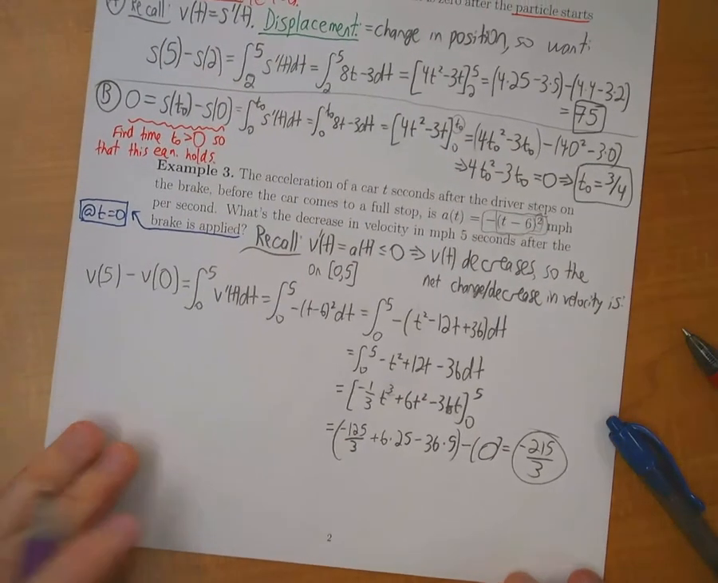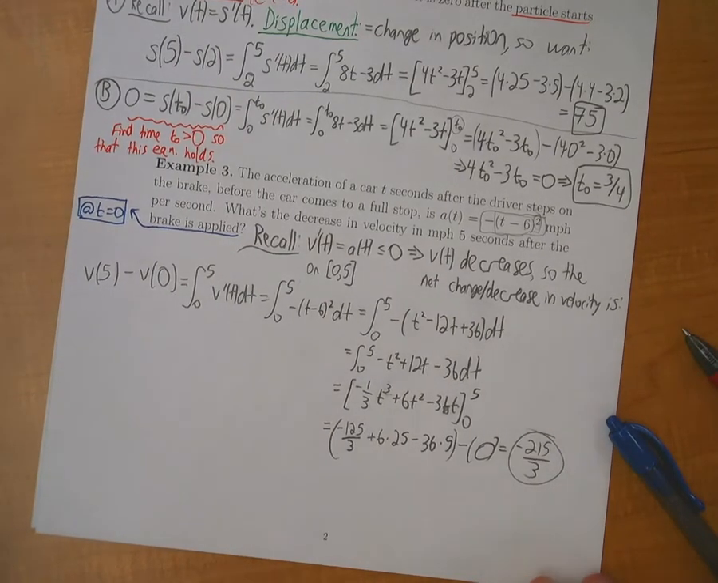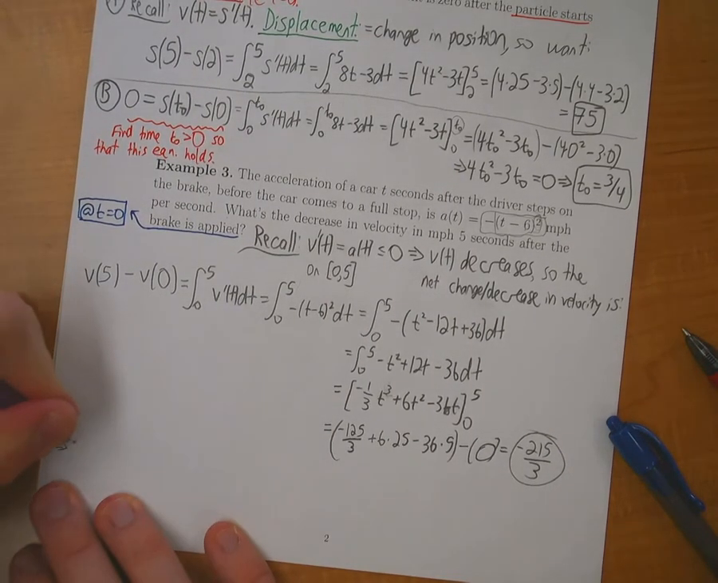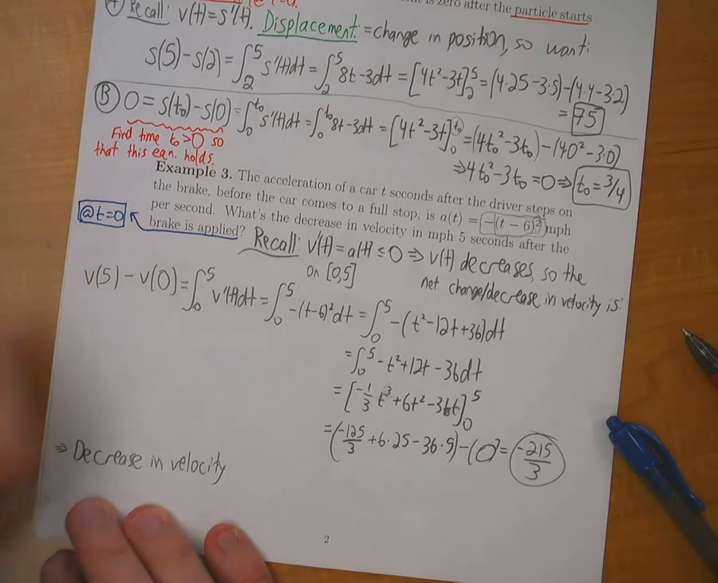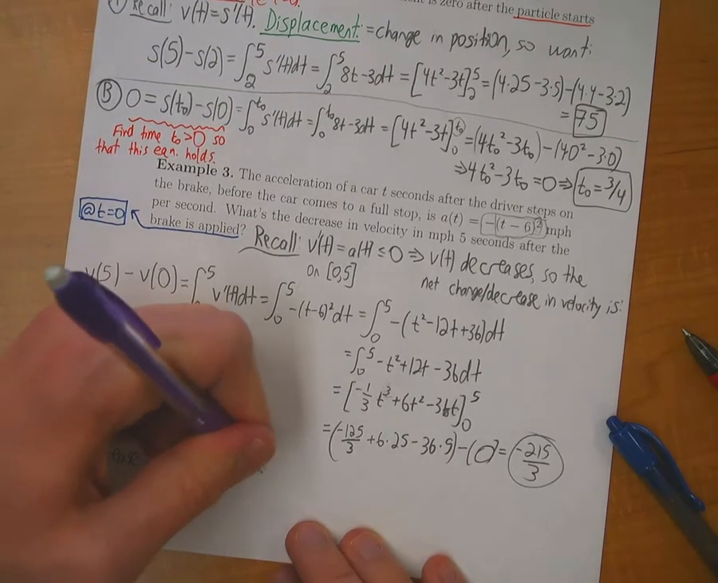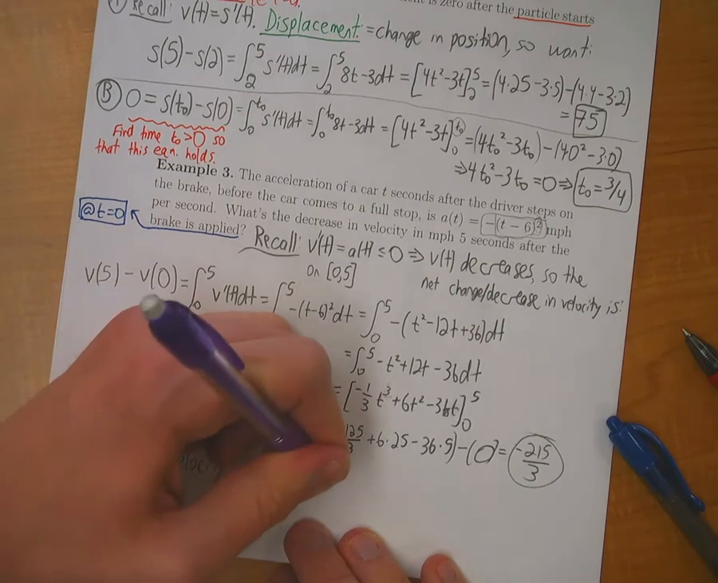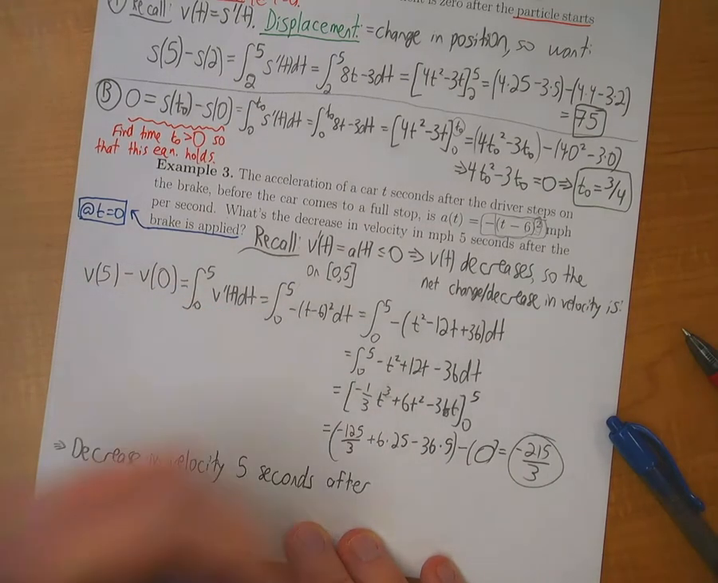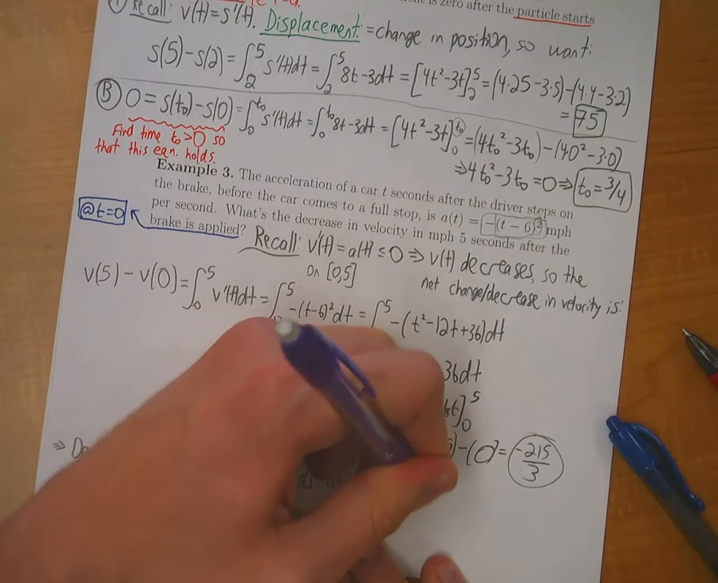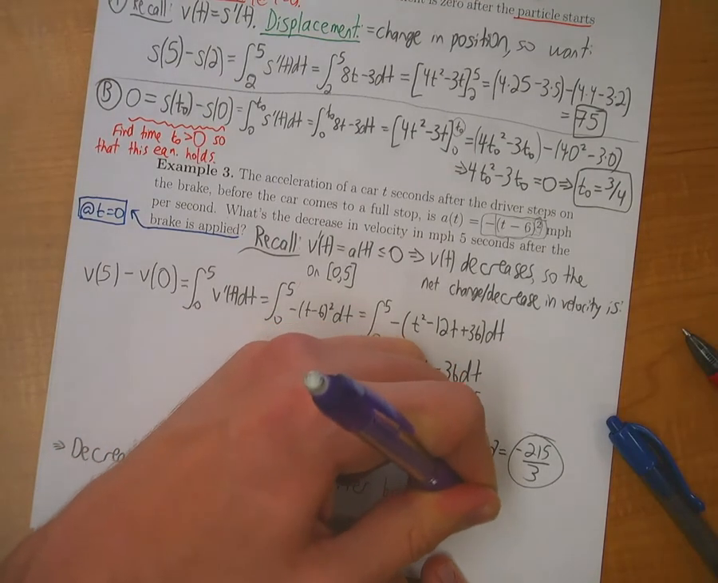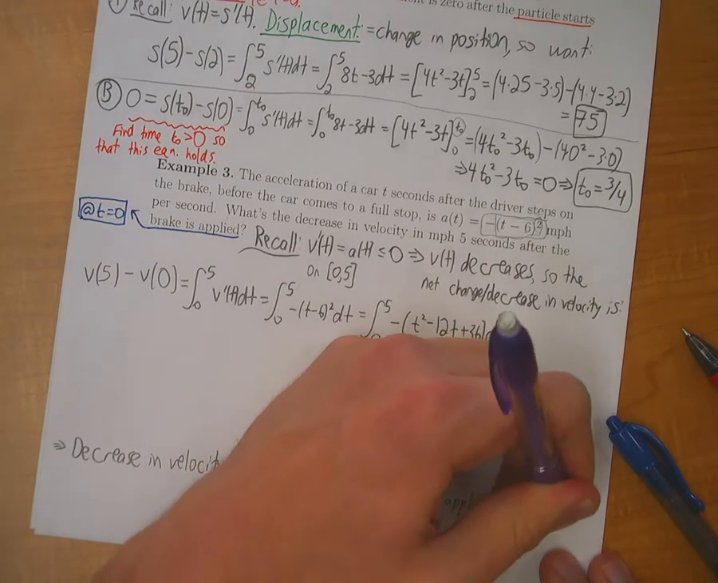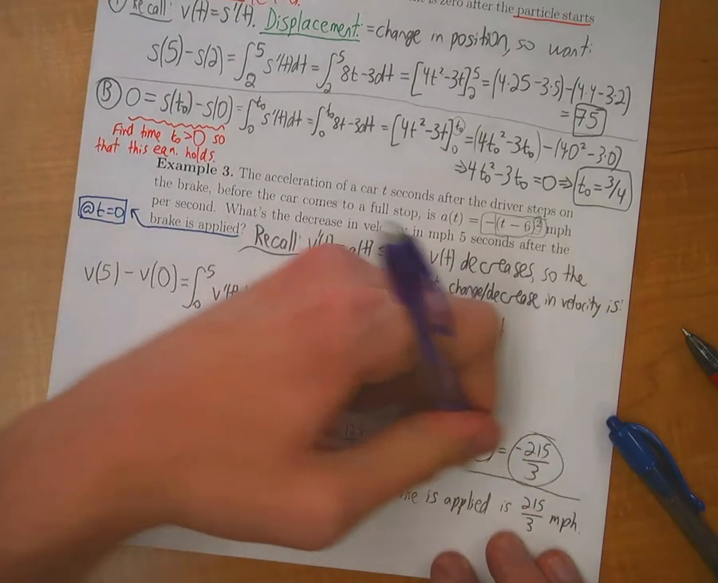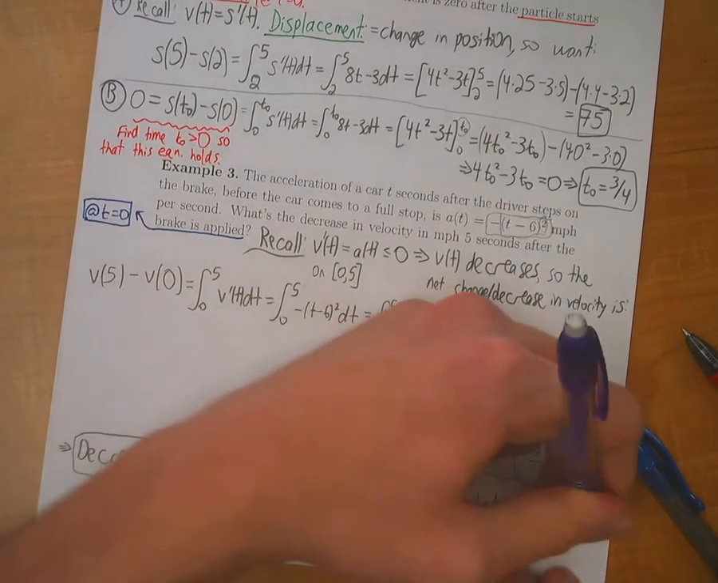So what that tells you at the end of the day is that, therefore, the decrease in velocity 5 seconds after brake is applied is 215 over 3 miles per hour. So basically that's what all this math that we just did in example 3 tells you.